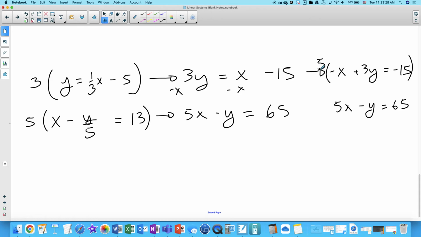So this is now going to become negative 5x plus 15y equals, what is that? Negative 65, I think? No, 75, right? 15 times 5? Negative 75, I think. Hopefully that's right. And then we need to add. We better get the same answer as before. Oh no. Okay.